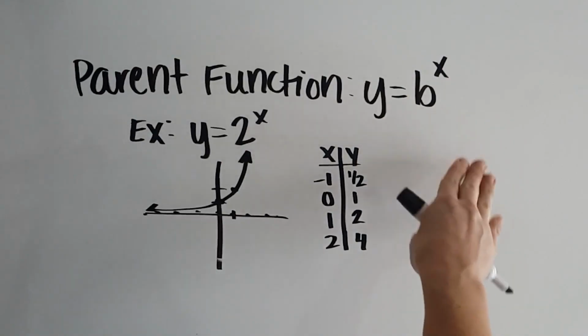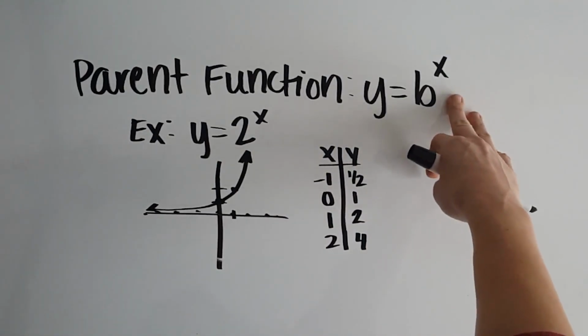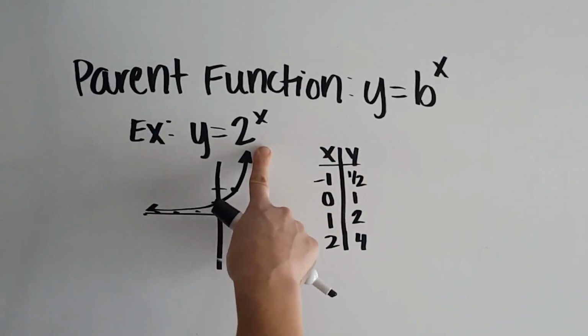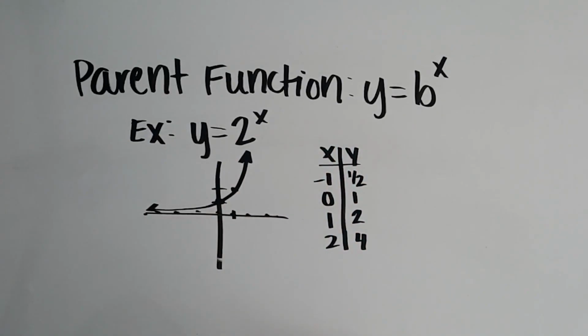So the most basic function that we can have is y equals b, some base, to the power of x. So for example, I have y equals 2 to the x. This is our basic exponential growth graph. We have a table. All I've done is 2 to the power of x. I didn't add anything, subtract anything, multiply anything, divide anything.